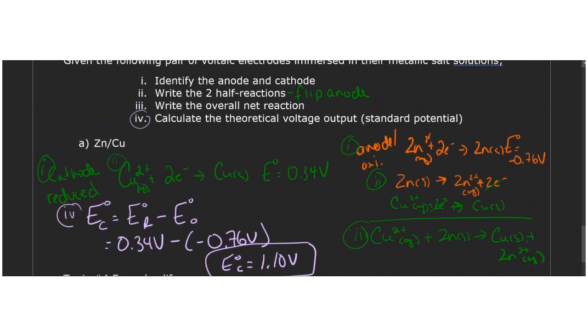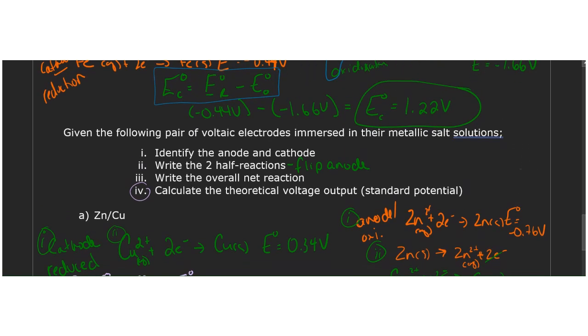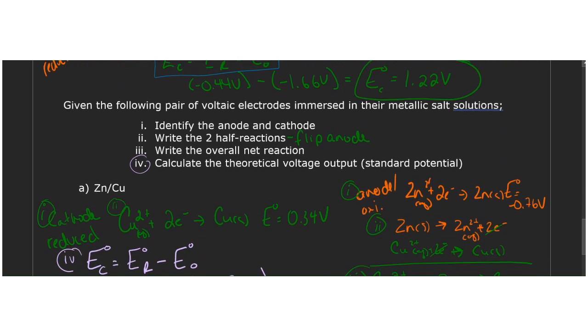And this question is exactly like it is on the exam. I even showed you it on your little assessment you did when we came back from remote learning. Given the following pair of voltaic electrodes immersed in their metallic salt solutions, you have 4 things you need to do. Number 1, identify the anode and the cathode. How do you do that? That's the chart. Number 2, write the 2 half reactions. Remember to flip the anode.